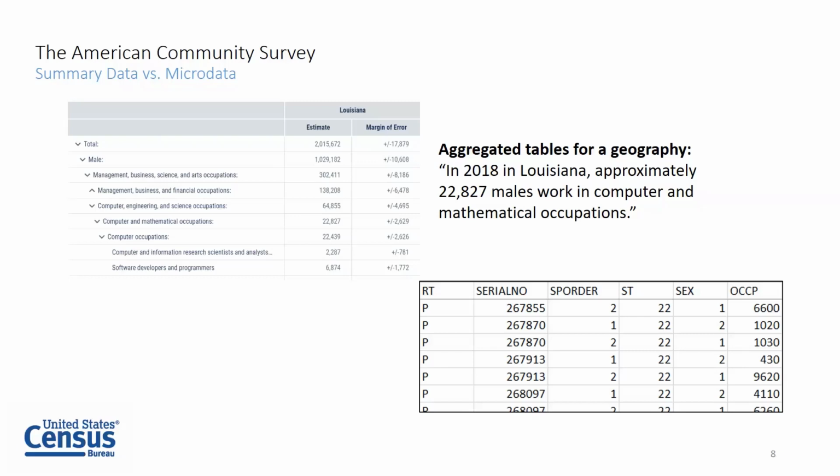By contrast, the microdata below provides a sample of those records that the statisticians used. Here, you can see that one person who responded to the ACS in Louisiana is a male web developer. To create an estimate, the data user must take this raw data and follow the same steps that the statisticians did in the example above.